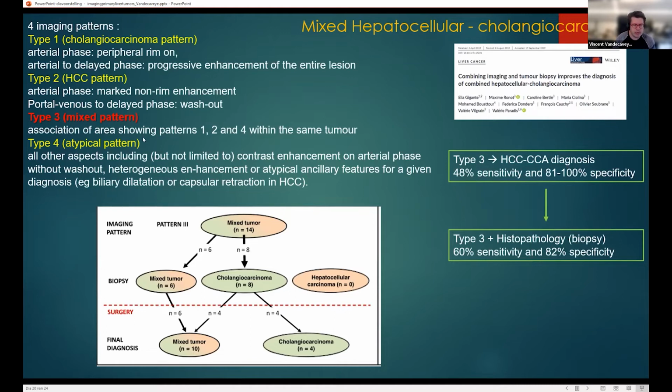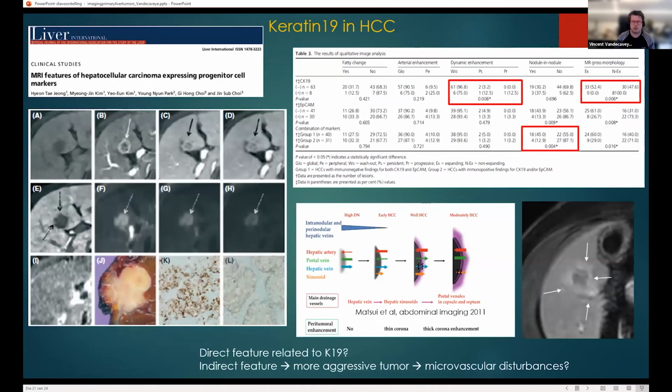What would that mean? If you see an atypical pattern, it looks like hepatocellular cancer, but it's causing capsular retraction or biliary dilatation. This is not really what we see in HCC. And as you can see, it's not so good: 48% sensitivity when looking at this pattern and 100% specificity. So when we see this aberrant pattern, we will combine this for sure with pathology to gain more certainty. And to conclude, is life easy?